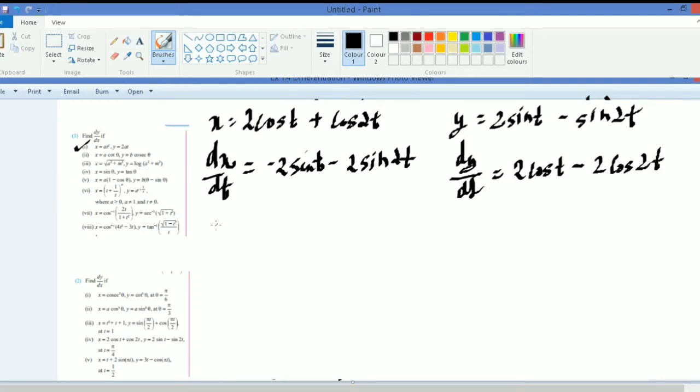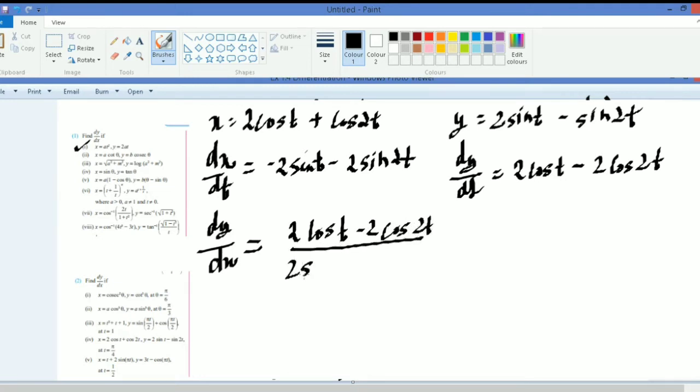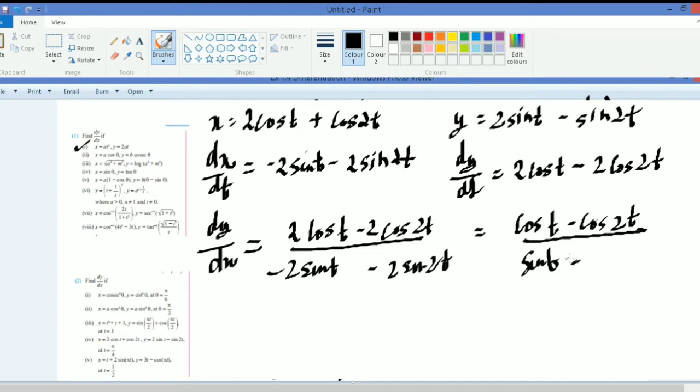Now we have to find out dy by dx. We will divide both the equations. We get dy by dx equal to dy by dt upon dx by dt, which is 2 cos t minus 2 cos 2t upon minus 2 sin t minus 2 sin 2t. Now if I take 2 common from both, I will get cos t minus cos 2t upon minus sin t minus sin 2t. This is the derivative, but we have to find out dy by dx at t equal to pi by 4.